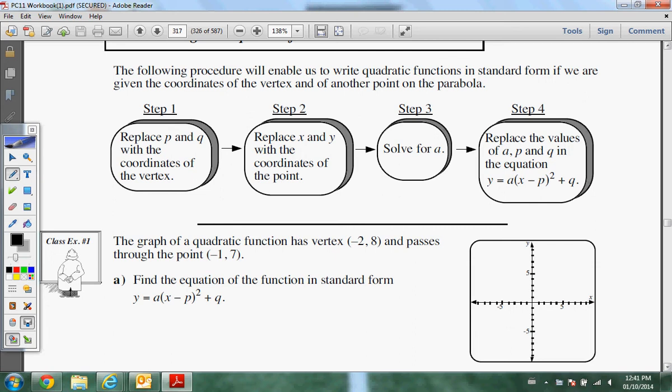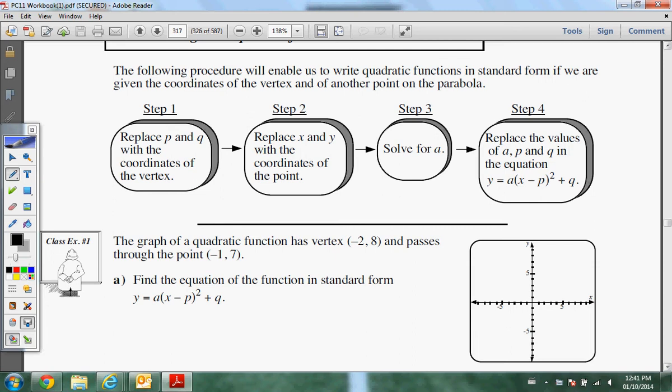Yeah, A. Because the vertex is P and Q, right? So when you have the vertex, you have P and you have Q. The only thing that's the mystery is the A. So that's what we're doing today, working on solving for the A. That's why it says replace P and Q with the coordinates of the vertex. So we plug P and Q in. Replace X and Y.